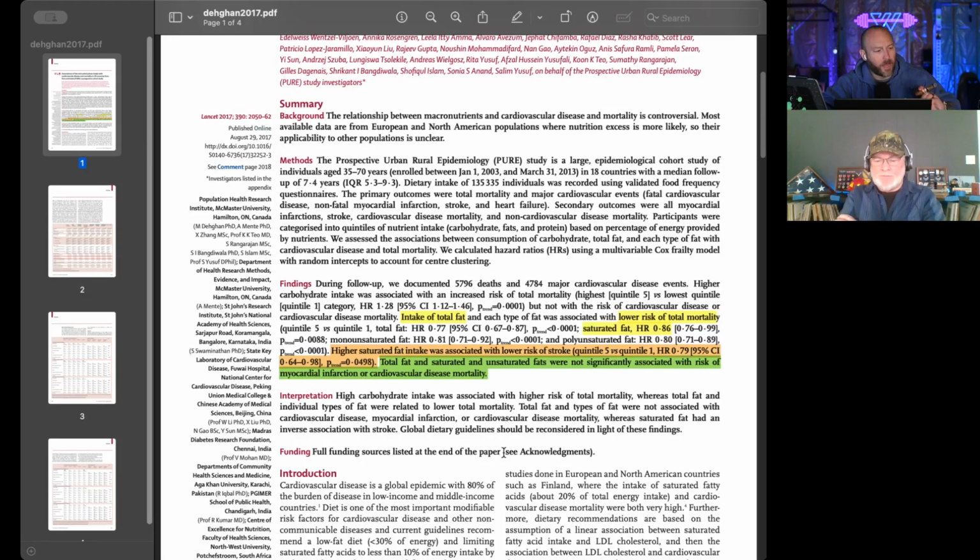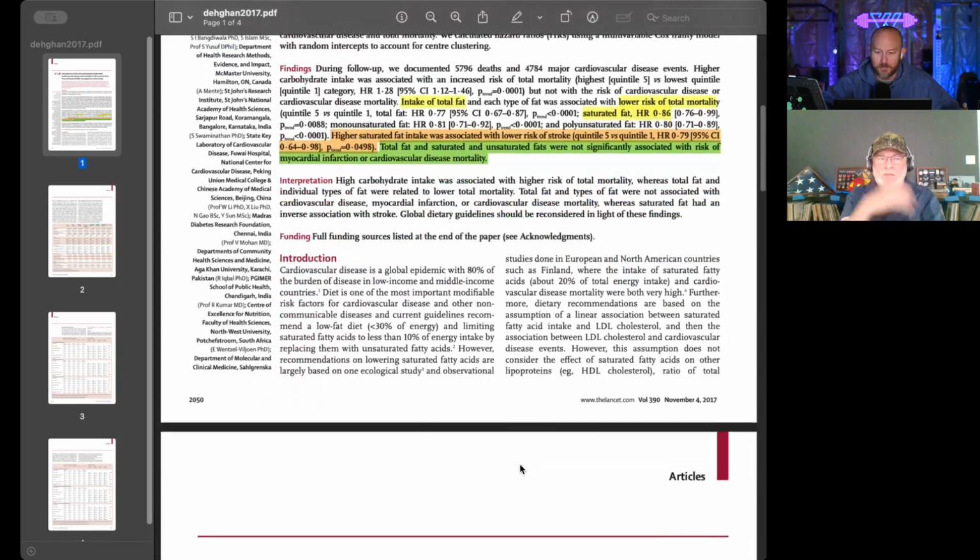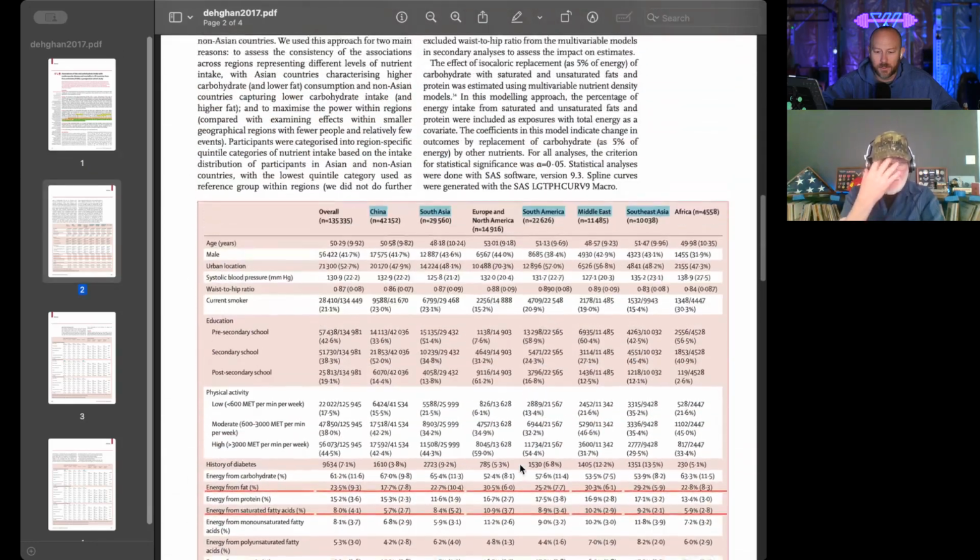What would your guess be, Dwayne? 25. That's what they would be saying. So in order to say, listen, we need to reevaluate the dietary guidelines, the highest amount of saturated fat consumed in this paper has to be well above the recommendations, which is 10%. So let's scroll on down and see what it is.